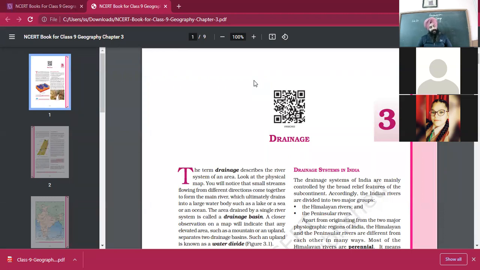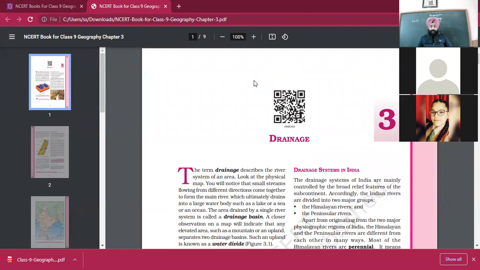at its course. Similarly, the Indus River is joined by a number of tributaries like Satluj, Ravi, Beas, Chenab, Jhelum, Shyok, Nubra, Zaskar. These tributaries collectively join the Indus. These are the tributaries of the Indus River. Any questions so far?